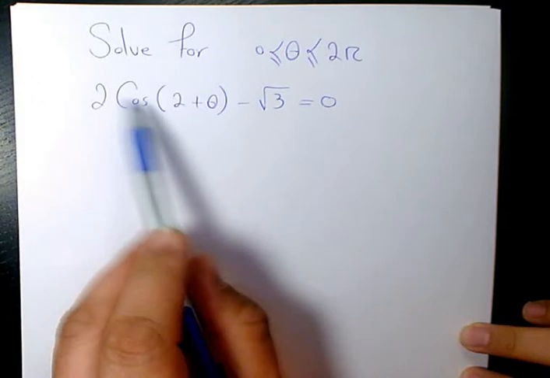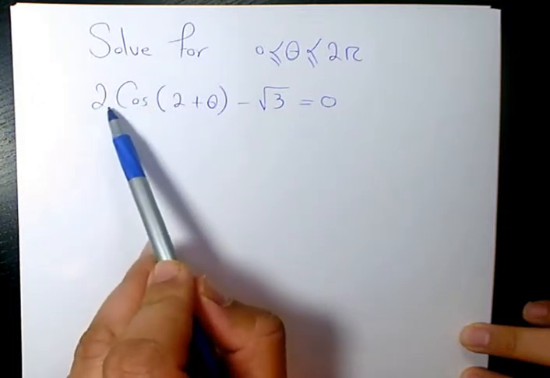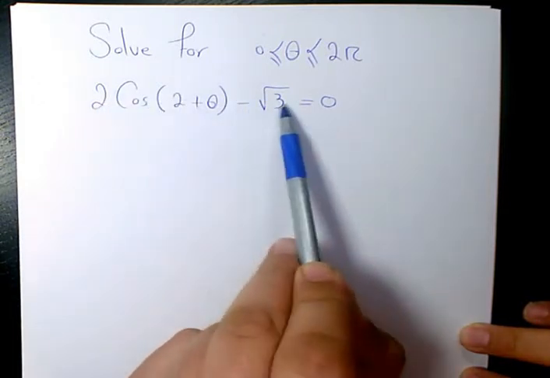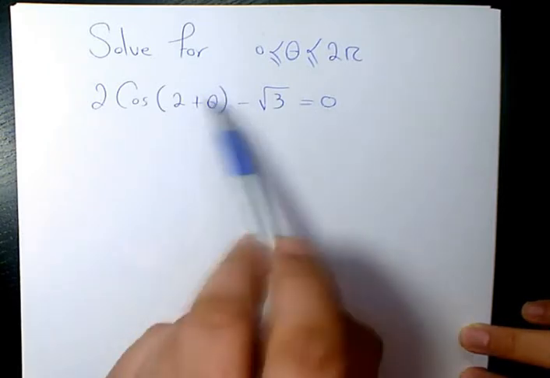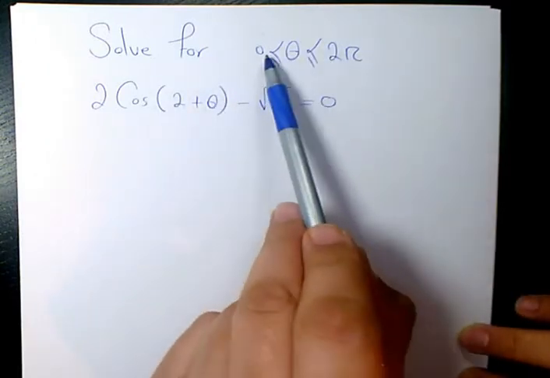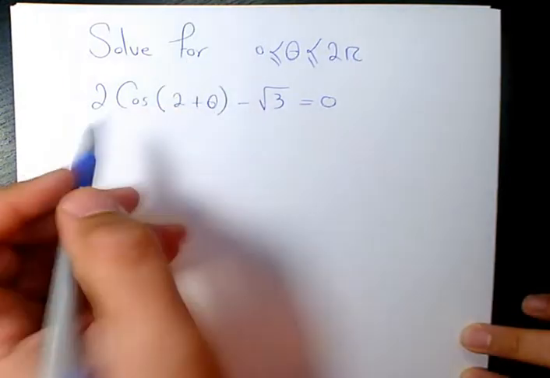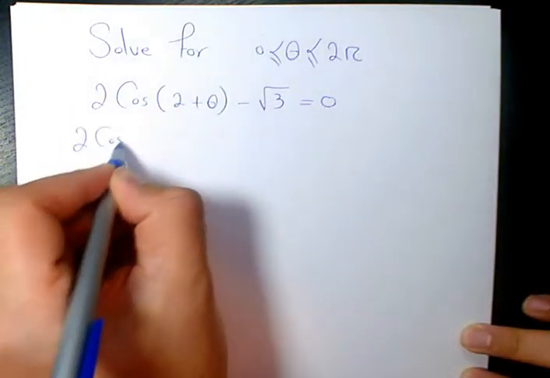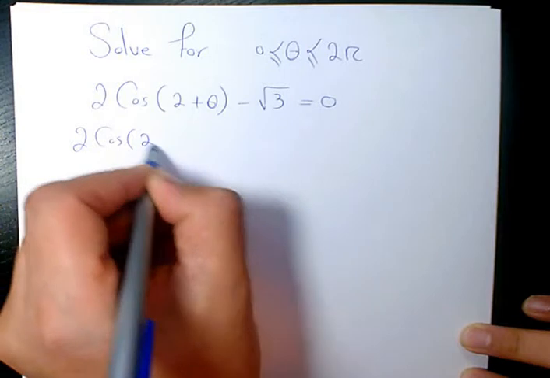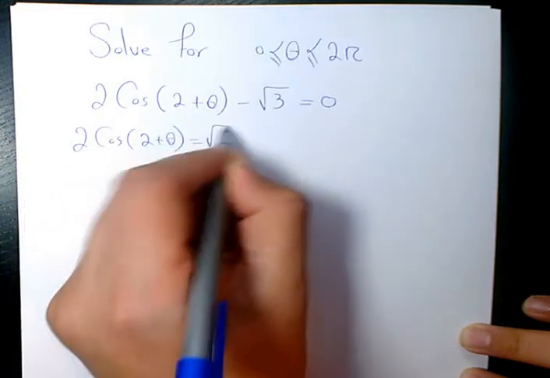The equation I want to show you here is 2 times cosine of (2 plus theta) minus root 3 equals 0. And I need to solve it for theta, which is changing from 0 to 2 pi. First thing I want to do, I need to isolate cosine. So it's going to be 2 cosine (2 plus theta) equals root 3.